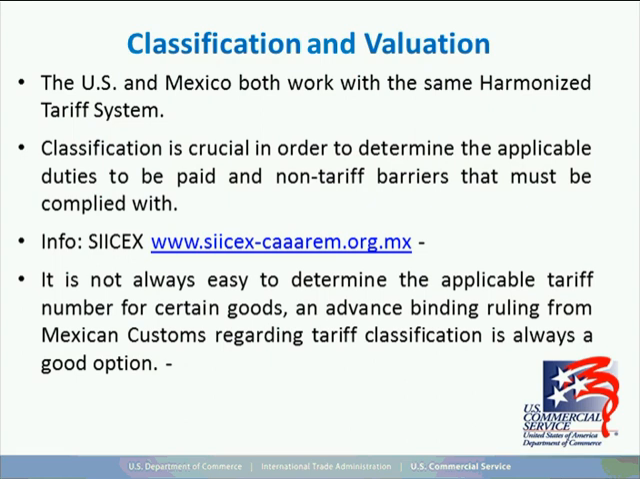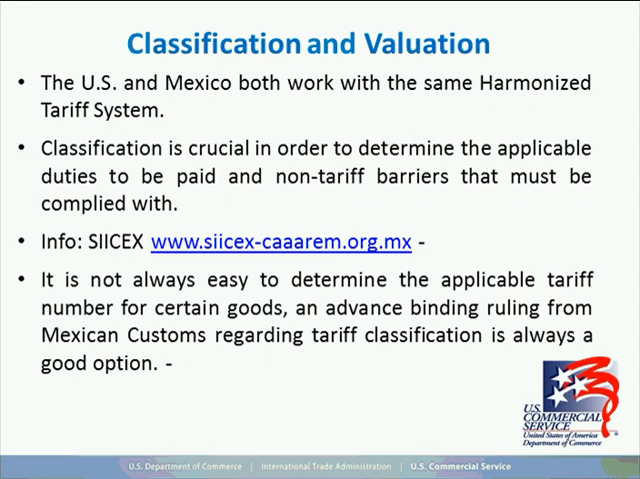So in an import process, what happens is normally the Mexican customs broker determines the applicable tariff number or tariff code for the goods that will be imported to Mexico. You can verify this code in this website to see all the applicable non-tariff barriers and duties that will have to be complied with at the border. We understand that it's not always easy to determine the applicable tariff number for certain goods. The Mexican customs law does provide an advanced binding ruling option regarding tariff classification that you can also try.